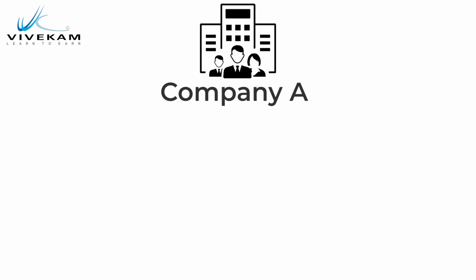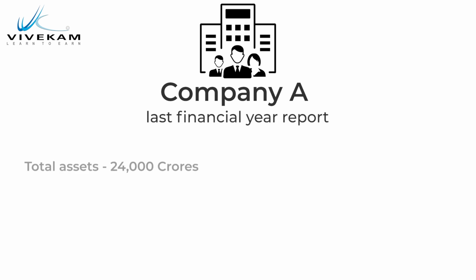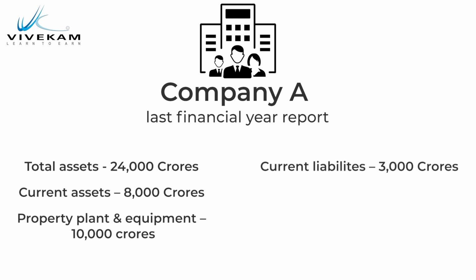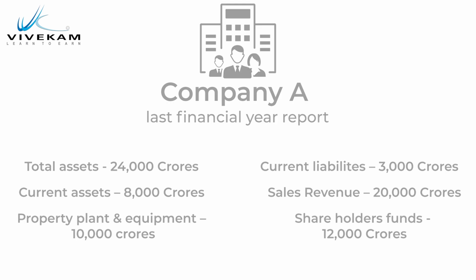For ease of understanding, let us assume we have company A, which in its last financial year posted these: total assets of 24,000 crores, current assets 8,000 crores, property, plant and equipment 10,000 crores, current liabilities 3,000 crores, sales revenue 20,000 crores, and shareholder funds, which is 12,000 crores.